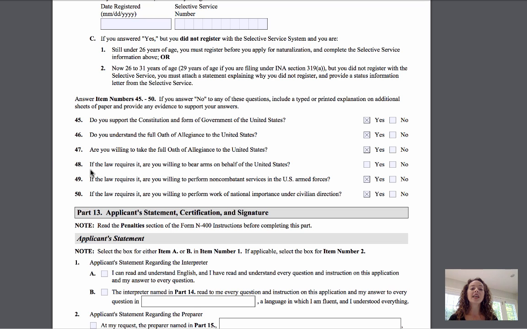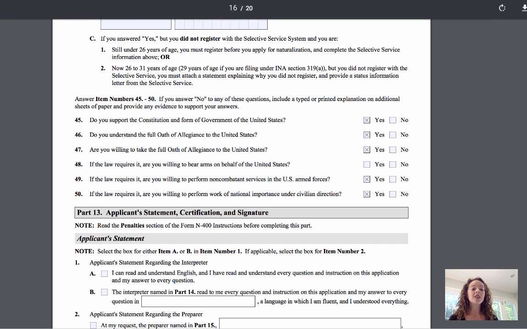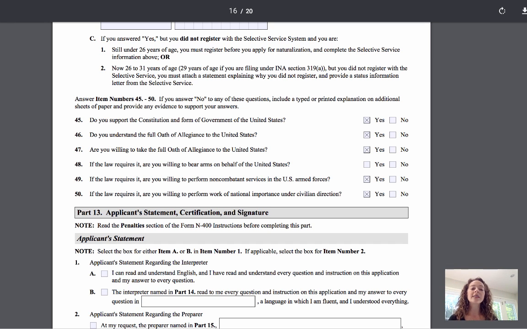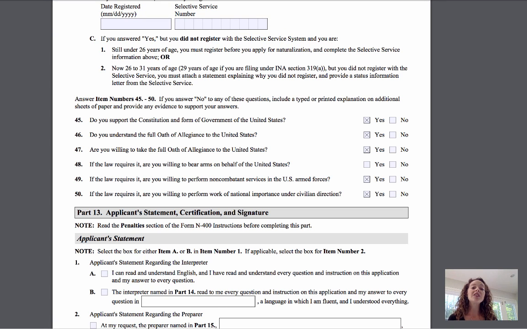Yes. Do you understand the full oath of allegiance to the United States? Yes. In your interview, if you are asked, what does the full oath of allegiance mean? It means to be loyal. You are promising to be loyal to the United States. An oath is a promise. Allegiance is loyalty. It's a promise to be loyal to the United States. Are you willing to take the full oath of allegiance to the United States? Yes. If the law requires it, are you willing to bear arms on behalf of the United States?